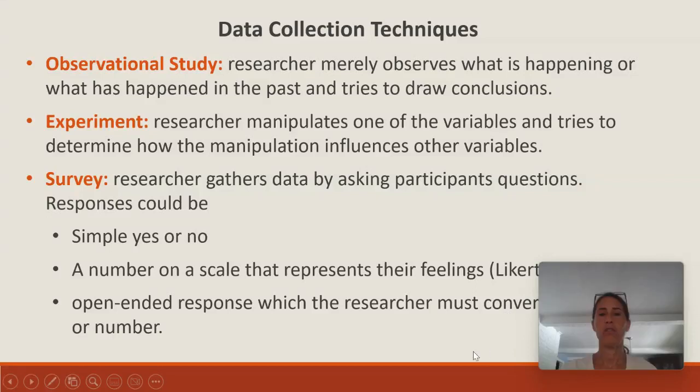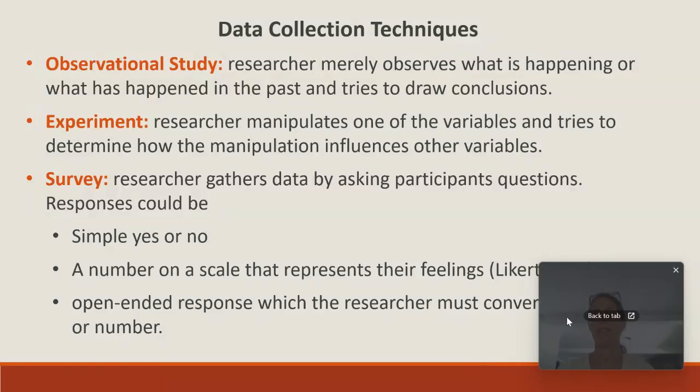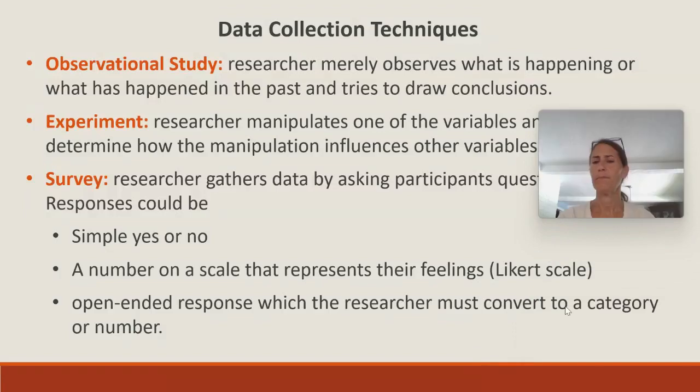And then a survey: researchers gather data by asking participants questions, and the responses could be a simple yes or no, or a number on a scale that represents their feelings. That's called a Likert scale. Sometimes you see that in a doctor's office about how your pain is. Or an open-ended response, which the researcher must convert to a category or number.